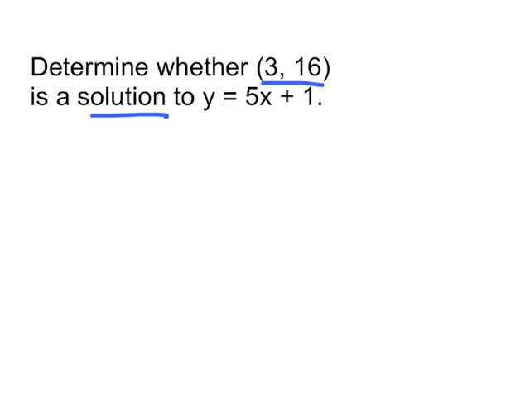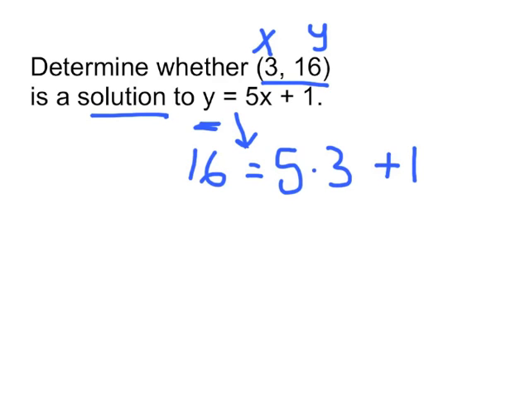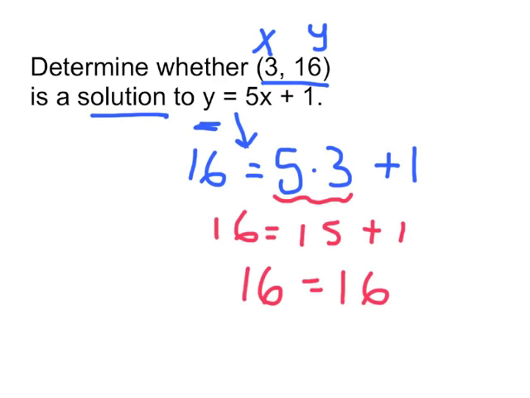So remember that an ordered pair goes x and y. You need to take those numbers and put them into the correct variables. y is 16 equals 5 times x, and x is 3, plus 1. Follow the correct order of operations. 5 times 3 is 15. And we see that 16 equals 16. This is a true statement. So therefore, (3, 16) is a solution to the equation y equals 5x plus 1.